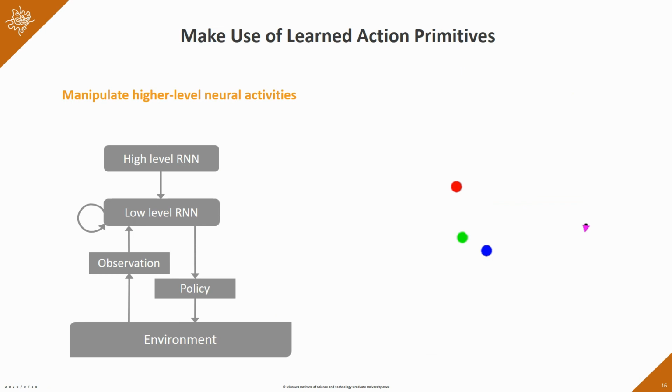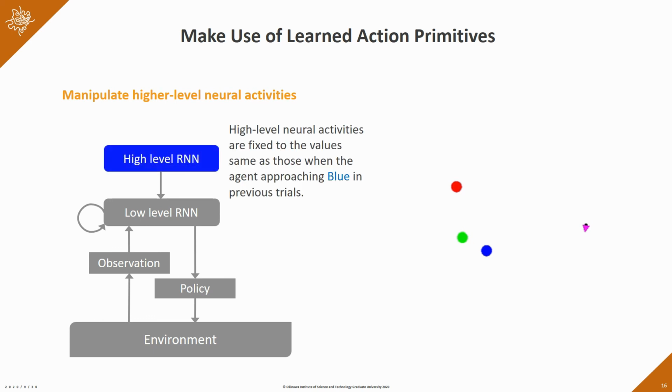This is another interesting result. You know that the agents have learned to solve the sequential target reaching task, in which it needs to reach 3 targets in a sequence, and we found that the high level learns to represent subgoals. How about if we want it just to accomplish one subgoal, such as going to the blue target? Actually, this can be done easily because this is an artificial neural network. We can manipulate neural activities. For example, we can fix the high-level neural activity to the values same as those when the agent was approaching blue in previous trials. So here is the video of what will happen.